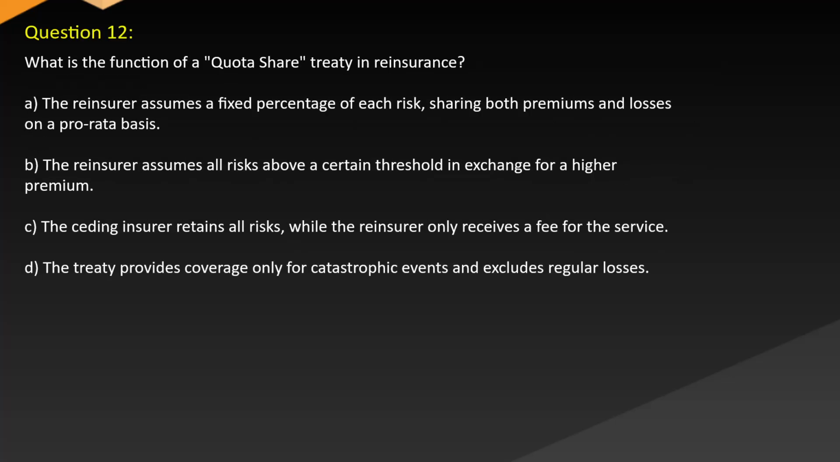Question 12. What is the function of a quota share treaty in reinsurance? A. The reinsurer assumes a fixed percentage of each risk, sharing both premiums and losses on a pro rata basis. B. The reinsurer assumes all risks above a certain threshold in exchange for a higher premium. C. The ceding insurer retains all risks, while the reinsurer only receives a fee for the service. D. The treaty provides coverage only for catastrophic events and excludes regular losses.